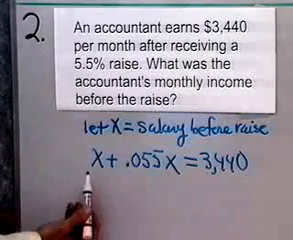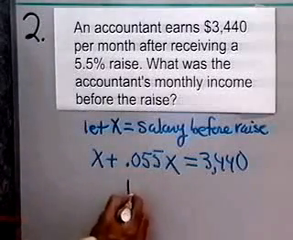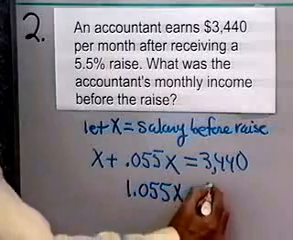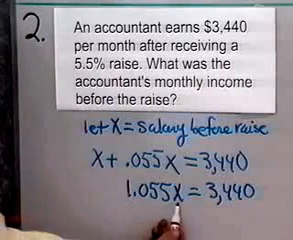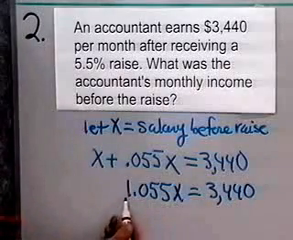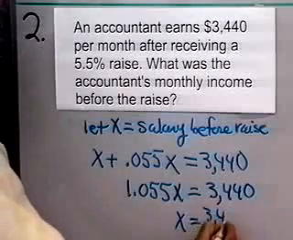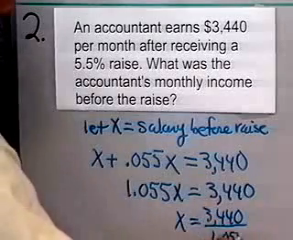To solve this equation now, I'll just add 1x and 0.055x. That gives me 1.055x is equal to 3,440. To solve this equation for x, I'll divide both sides by 1.055. I get x is 3,440 divided by 1.055.